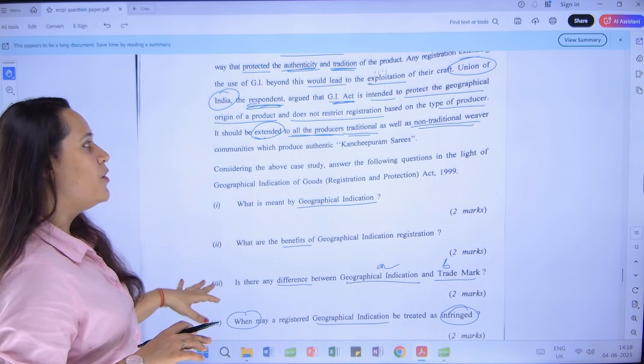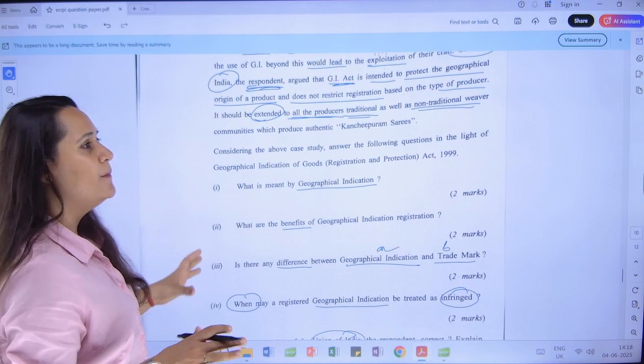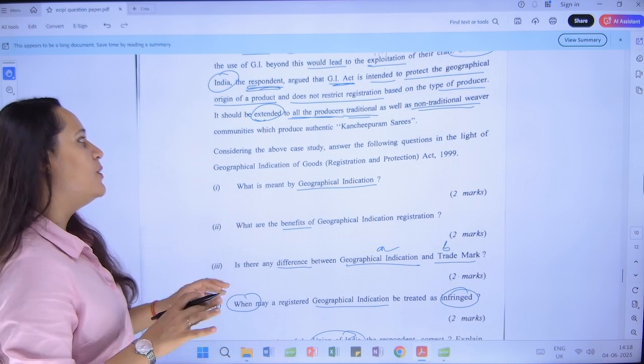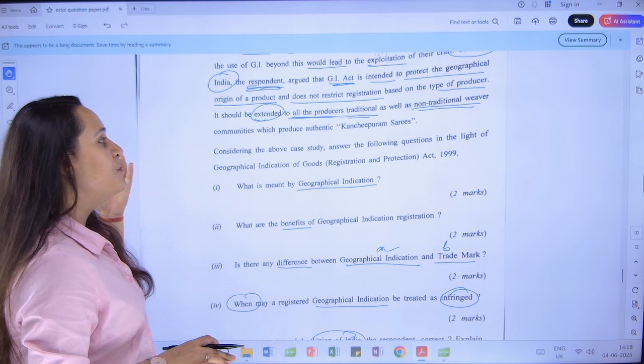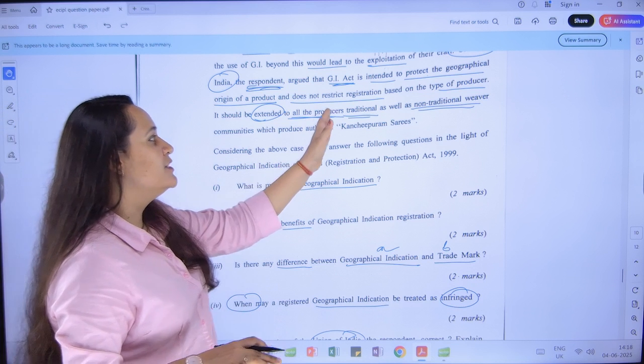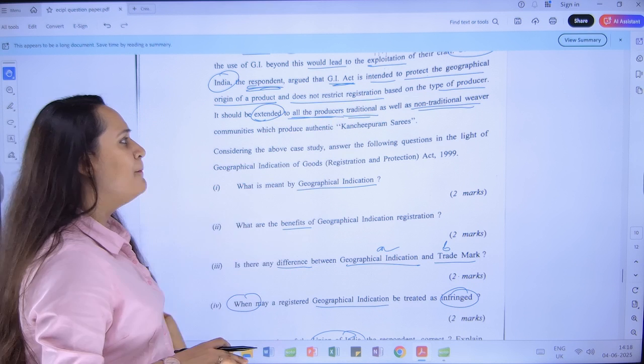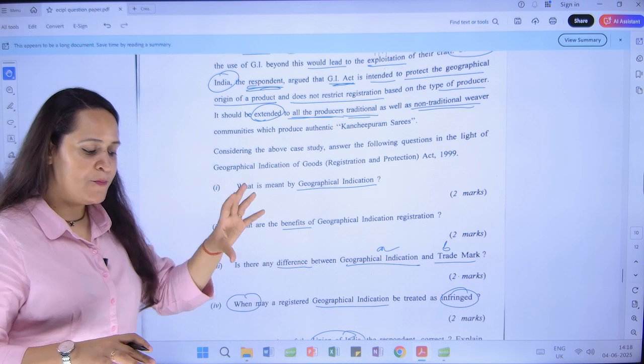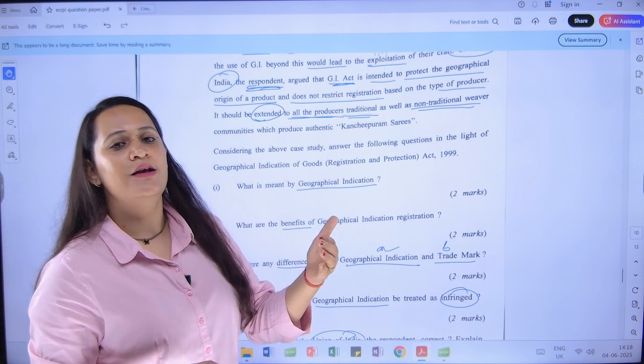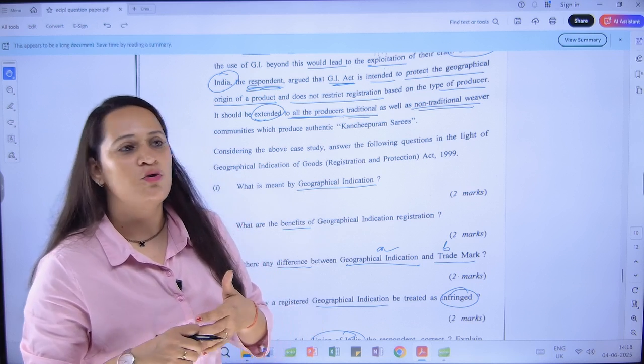Union of India has responded saying that the entire purpose of giving geographical protection to a product is to give protection to the product and not restrict the registration based on the type of producers. We are protecting the product, but we are not saying that it should be restricted to a particular group of producers.